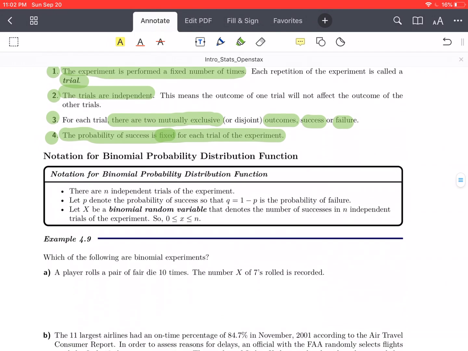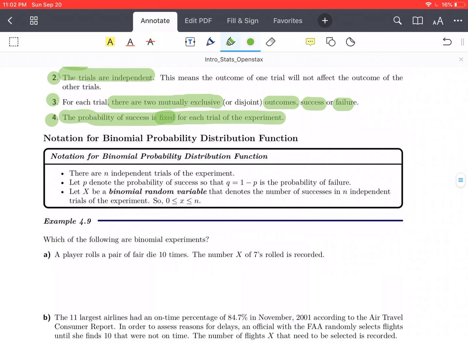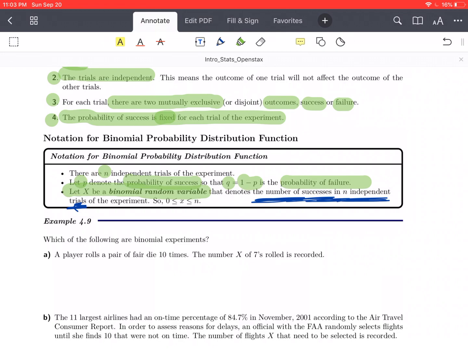So, the notation we use for a binomial experiment: we have n independent trials. p is the probability of success. q, which is 1 minus p, is the probability of failure. And X is the binomial random variable that denotes the number of successes. I'm going to do this in a different color so it stands out. The number of successes in n independent trials. So we're looking at the number of successes out of n independent trials.